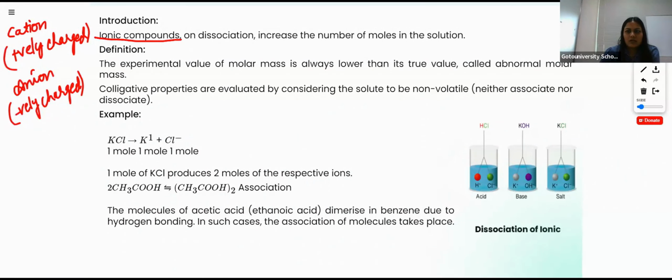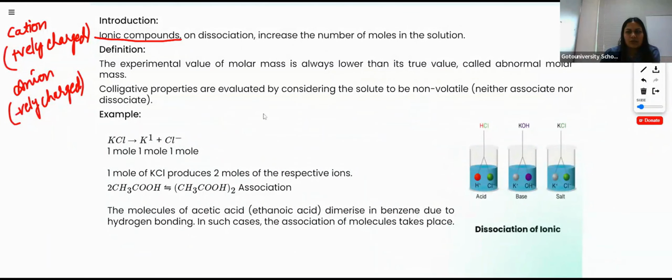So an ionic compound on dissociation. Dissociation means breakage of bond. It increases the number of moles in solution. So what will happen? The experimental value of the molar mass gets lower than its true value, which is termed as abnormal molar mass.